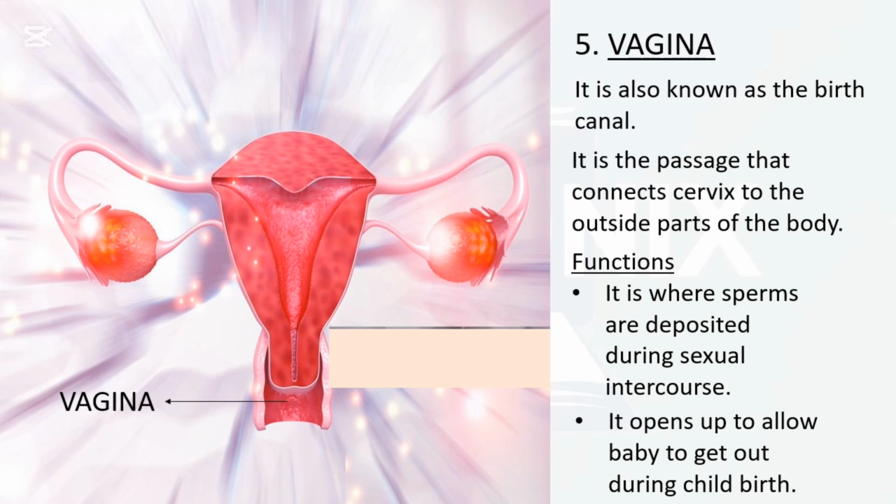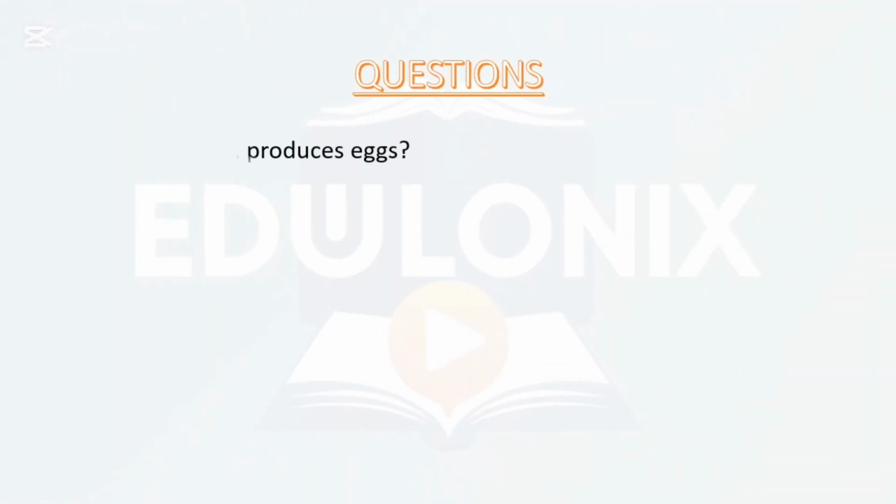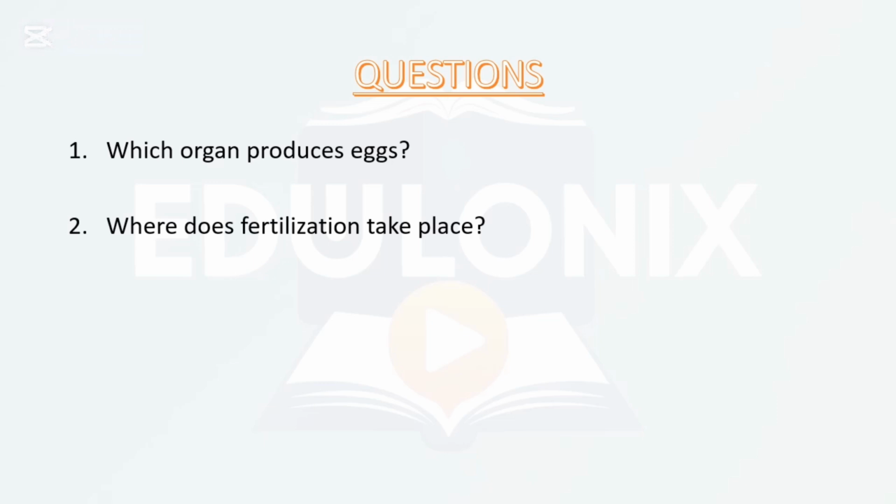So I hope you have understood the location of each of these parts and their function. So let us look at some of the questions. Question 1. Which organ produces eggs? Question 2. Where does fertilization take place? And question 3. What is the function of the uterus? You can pause this video and try to answer the questions.